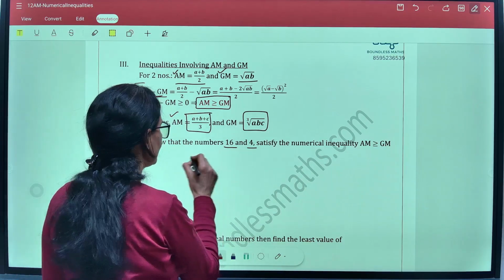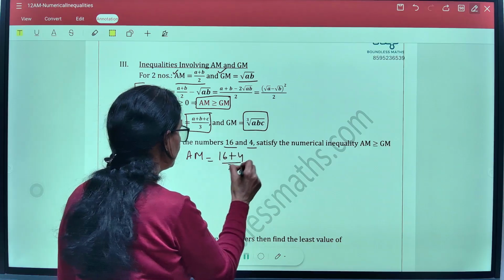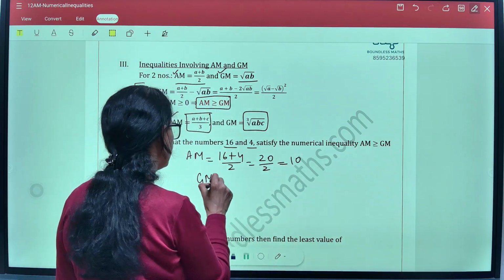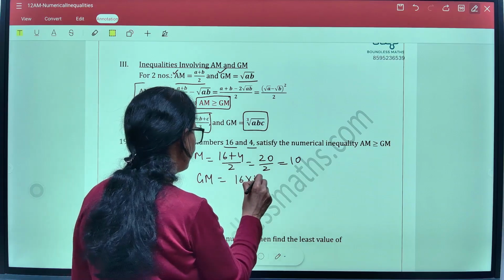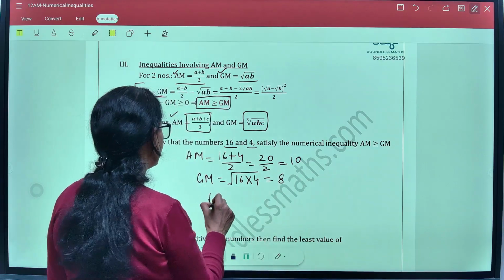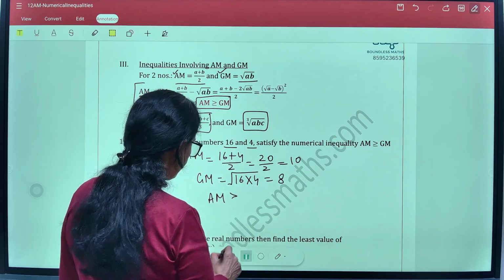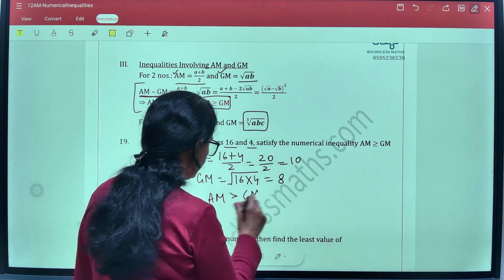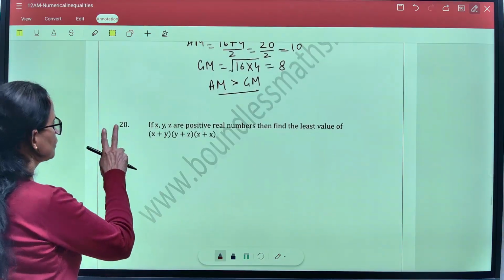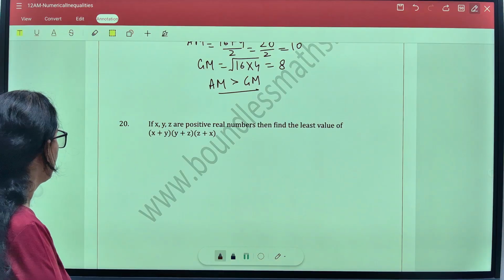That means the arithmetic mean of these two numbers will be (16 plus 4) by 2, that means 20 by 2, which comes out to be 10, and the geometric mean is going to be the square root of 16 into 4, which comes out to be 8. So certainly the arithmetic mean is greater than the geometric mean. So that means it is proved. Easy? Okay.